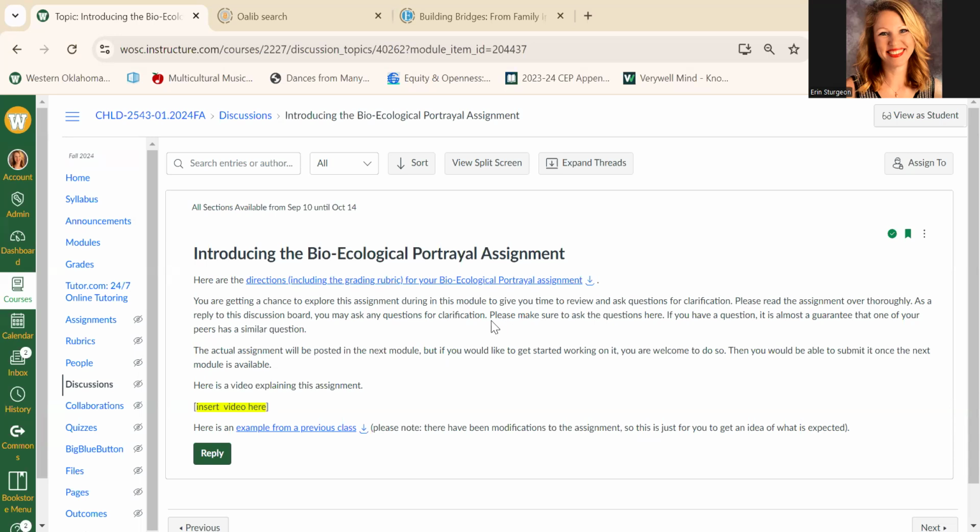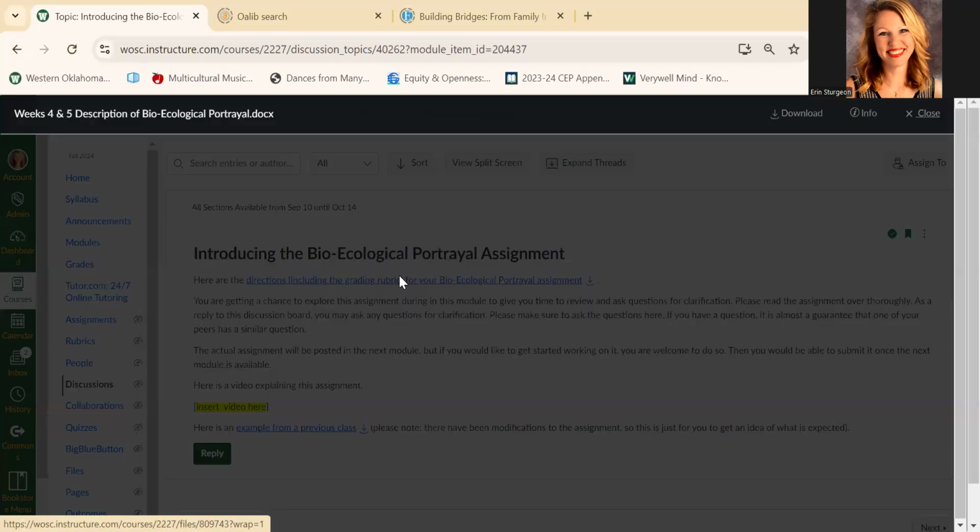And that's why this is put in discussion format, so that you can ask questions of me and other people also get the same answer without having to have any kind of miscommunication. It's all the same, and without everybody having to reach out. This way we can discuss. Maybe somebody will have some ideas that would help others. So here we go. The directions for the bioecological portrayal assignment are right here.